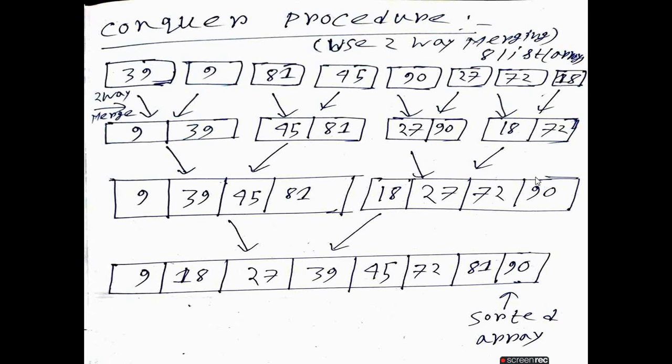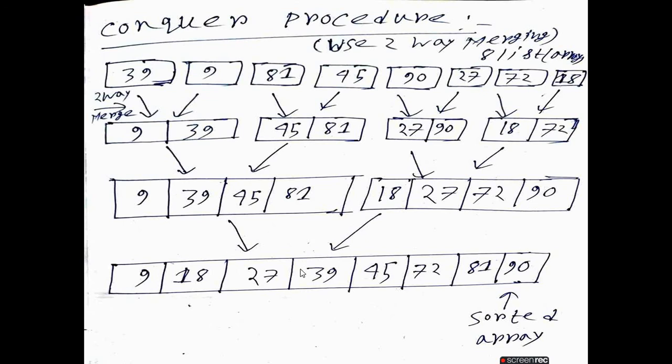Next, again use two-way merging here. Compare 27 and 18: 18 is smaller, so 18 is copied here. Next compare 27 and 72: 27 is smaller, copy it. Again compare 90 and 72: 72 is smaller. Then the last, 90, is inserted. So you have got the final two arrays having 4 elements. The first array's elements are 9, 39, 45, 81. The second array's elements are 18, 27, 72, 90.